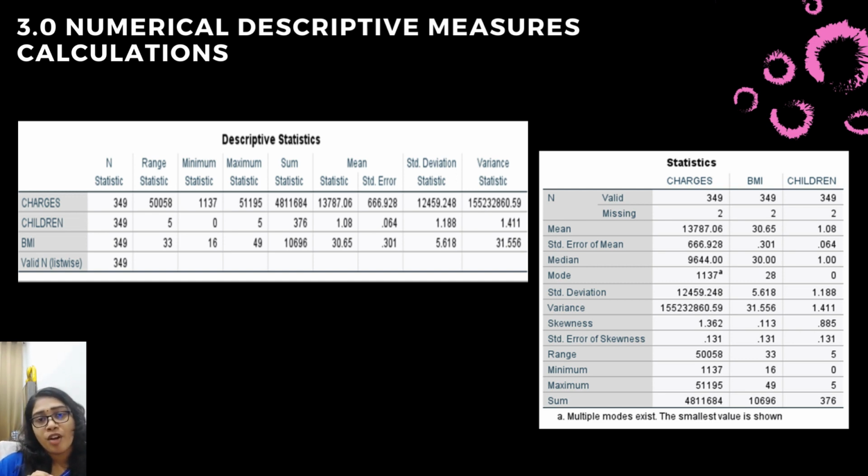The sum for charges is 4811684, for BMI is 10696, and for children is 376.